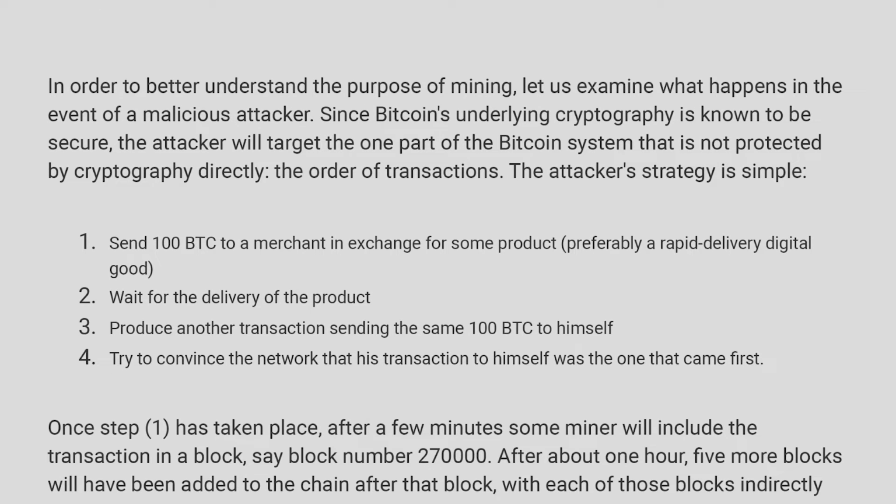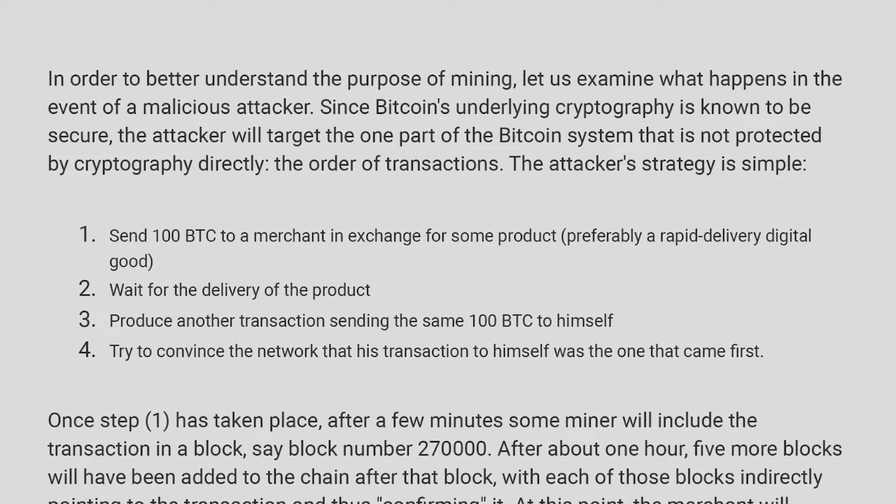In order to better understand the purpose of mining, let us examine what happens in the event of a malicious attacker. Since Bitcoin's underlying cryptography is known to be secure, the attacker will target the one part of the Bitcoin system that is not protected by cryptography directly: the order of transactions. The attacker's strategy is simple. 1. Send 100 Bitcoin to a merchant in exchange for some product, preferably a rapid delivery digital good. 2. Wait for the delivery of the product. 3. Produce another transaction sending the same 100 Bitcoin to himself. 4. Try to convince the network that his transaction to himself was the one that came first.